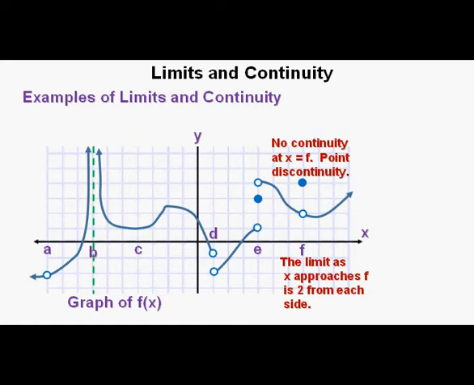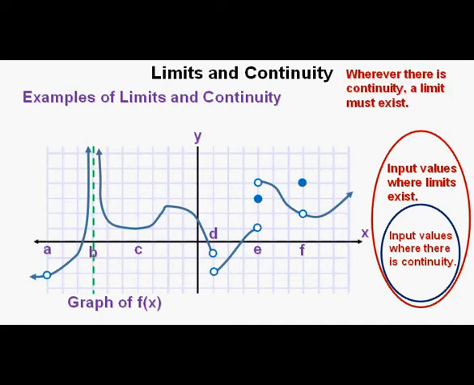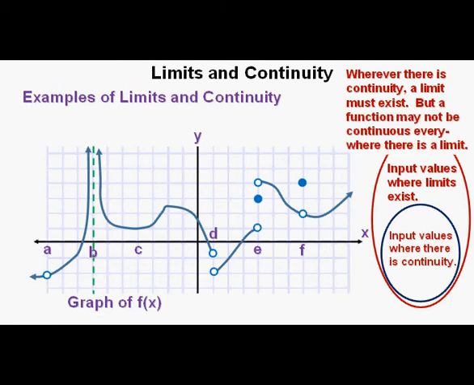We can represent the relationship between limits at input values and continuity at those same input values using a Venn diagram. We'll consider the universe of input values where limits exist. And inside of this universe where limits exist, there is a subset of input values where there is continuity. To summarize the relationship, wherever there is continuity, a limit must exist. But a function may not be continuous everywhere there is a limit.